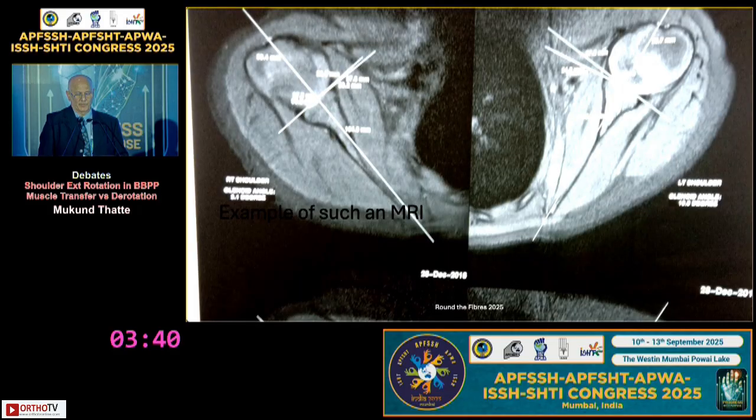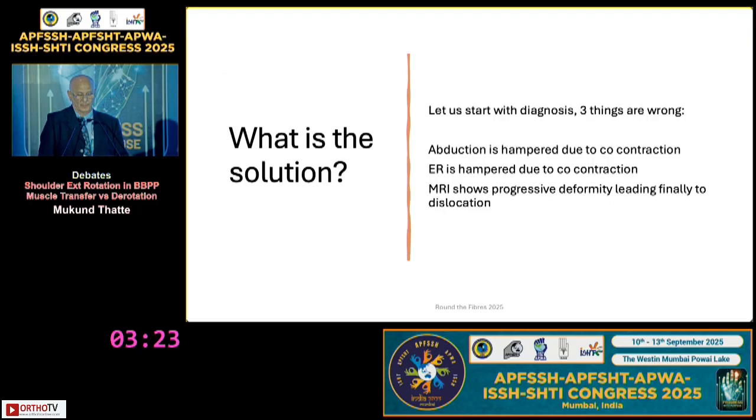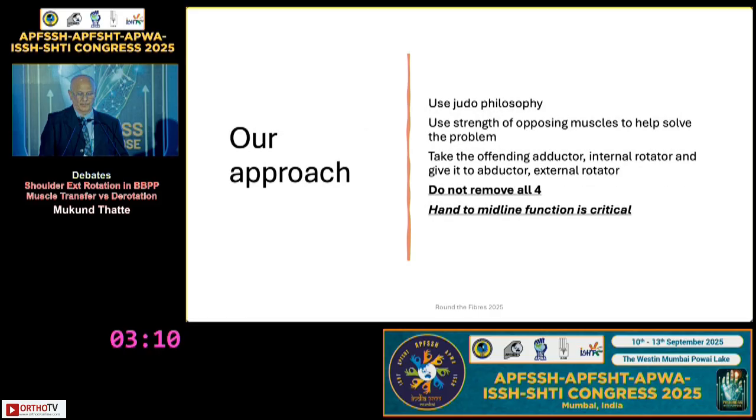A typical EMG report. And this is an MRI which shows a reasonable situation, not yet gone into glenoid dysplasia and dislocation. But this is one which shows the glenoid is completely dysplastic now and the humerus is dislocated. What is the solution? Let us start with the diagnosis. 3 things are wrong. Abduction and ER is hampered due to co-contraction, and MRI shows progressive deformity leading to dislocation.